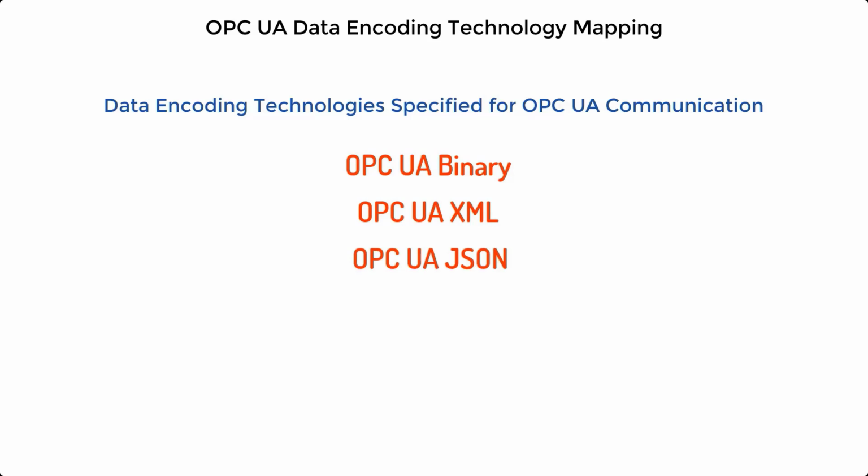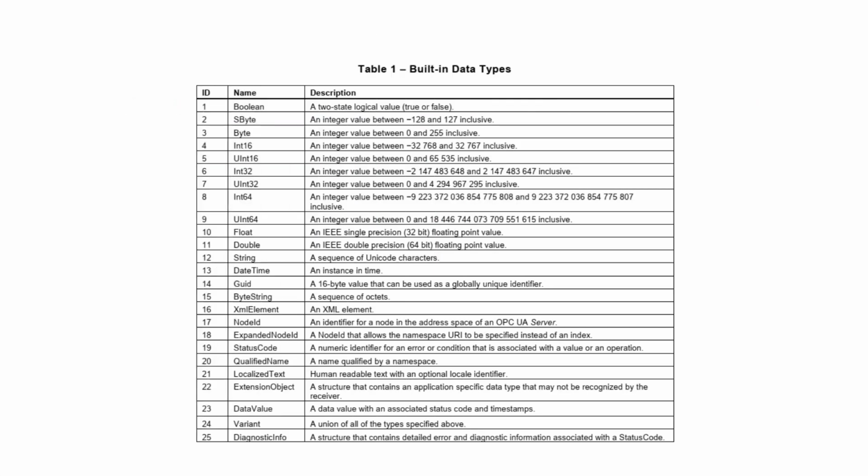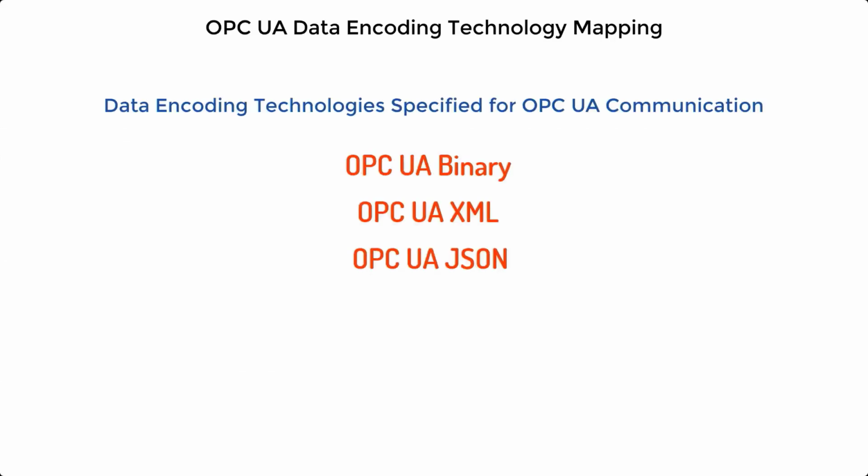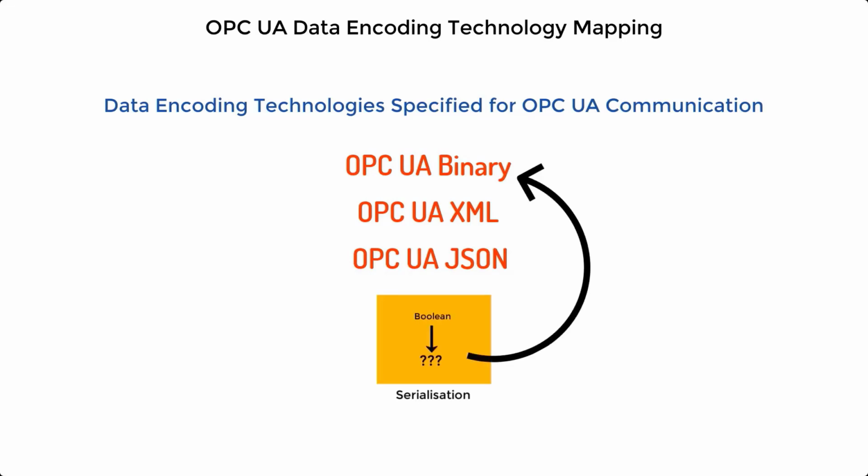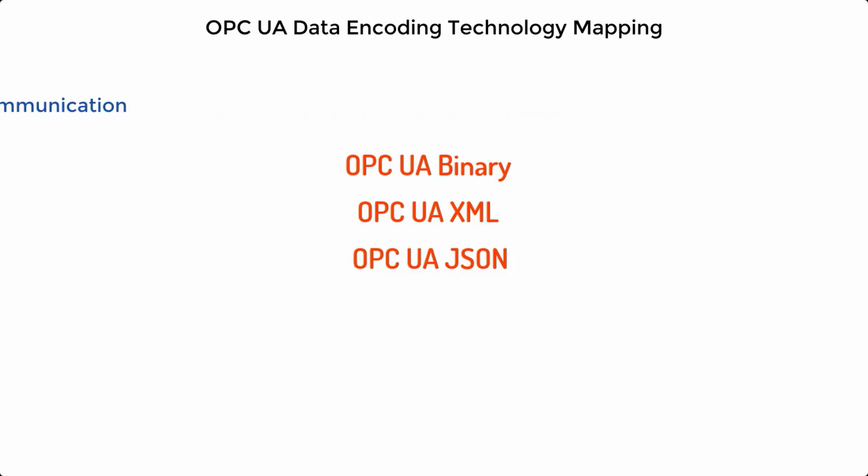Now, these 3 technologies all need to provide an encoded equivalent for a standard set of primitive built-in data types as specified by OPC UA. In fact, OPC UA specifies 25 built-in primitive data types for which all encoding technologies need to provide an encoded equivalent. For example, how is a Boolean value represented on the wire using OPC UA Binary? How is it represented using OPC UA XML? Or how is it represented using OPC UA JSON Encoding? Now, let us go ahead and describe each of these OPC UA data encoding technologies in detail.